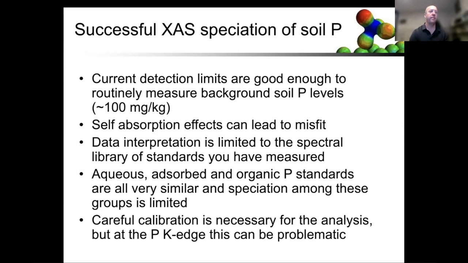And so regular checks with your reference materials really eat into your beam time if you're going to be careful about this stuff. And if you're not, then what you'll find is that the float that you have on your x-axis in terms of the E0 is going to be another fitting variable that makes it very hard to be successful at doing speciation in natural systems.